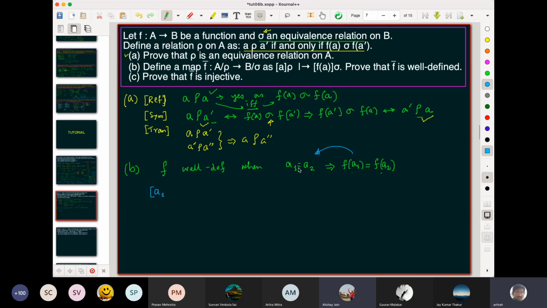1 to 1 is the reverse, right? Yes, sir. So this one, we have to prove what if this one happens. Why is it important to prove equivalence, the well-definedness? Because A1 and A2 may be two different elements belonging to the same class. Right? A1 and A2 may be two different elements belonging to the same class. Yes or no?